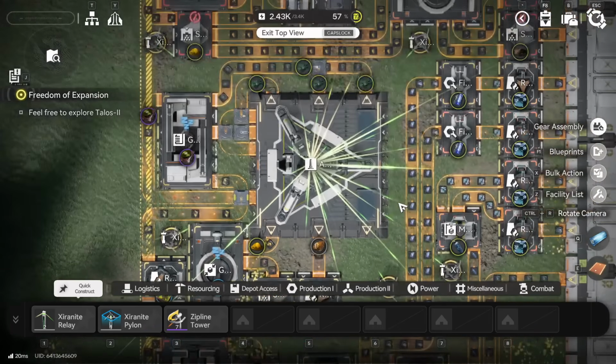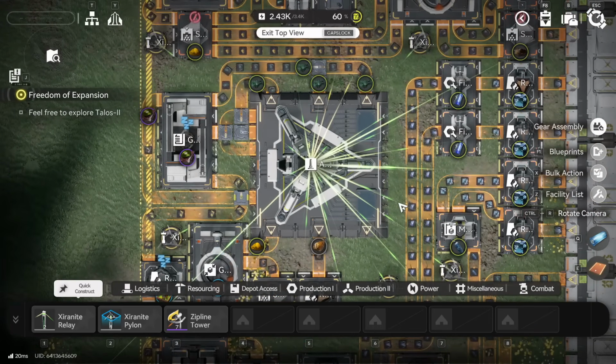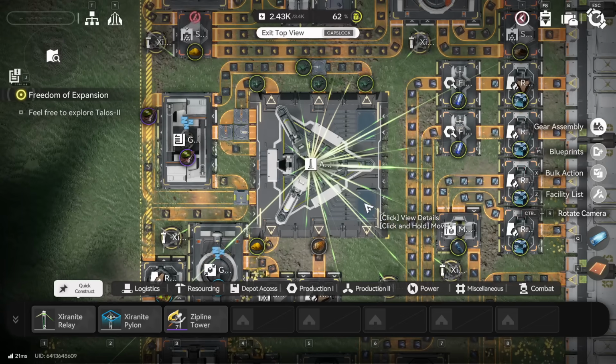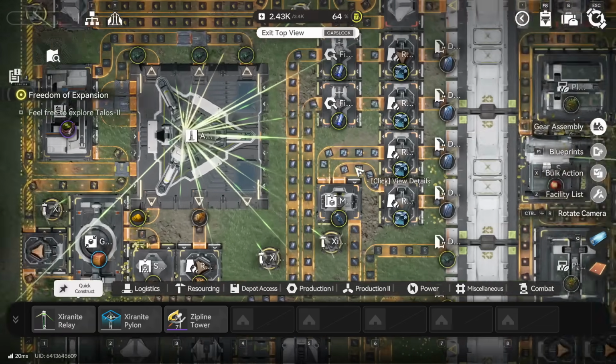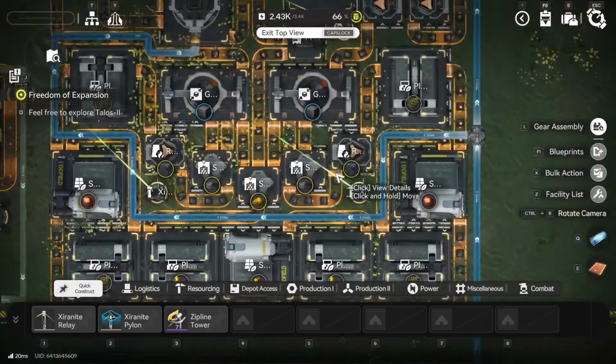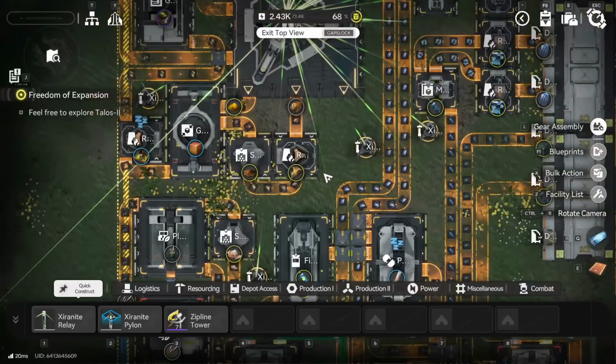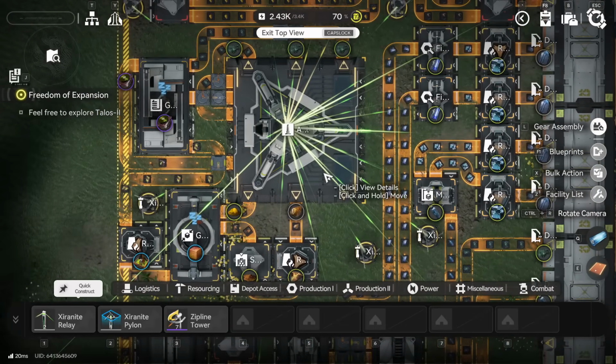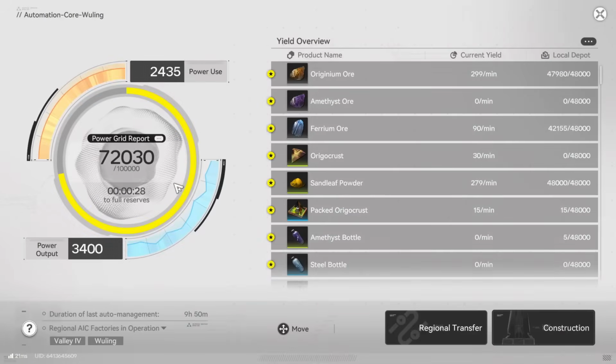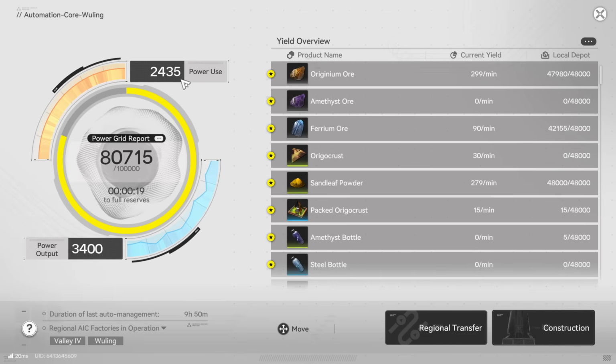You are wasting your precious batteries in Endfield. Let's imagine the following situation. I got this fancy Wuling factory that I copied from a YouTuber with some slight modifications. Running this entire factory in my zipline network is gonna consume 2435 power. Now, how would I power that in Wuling?